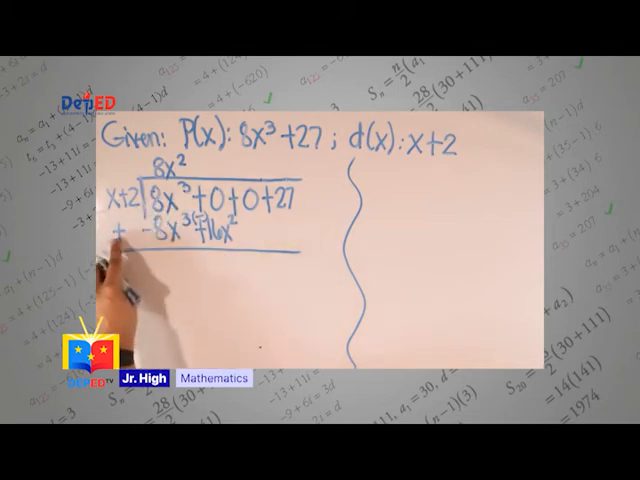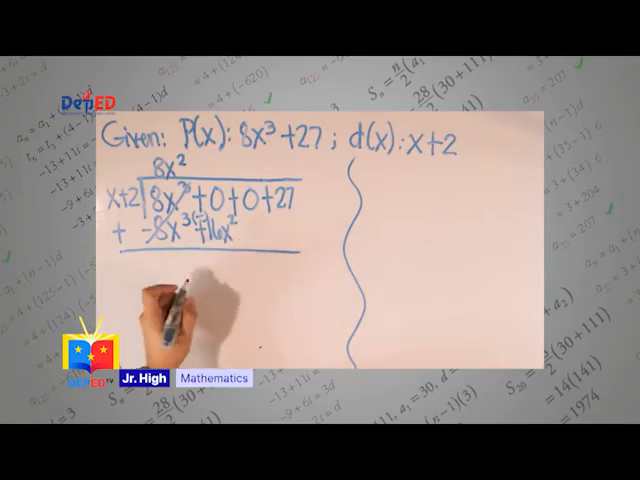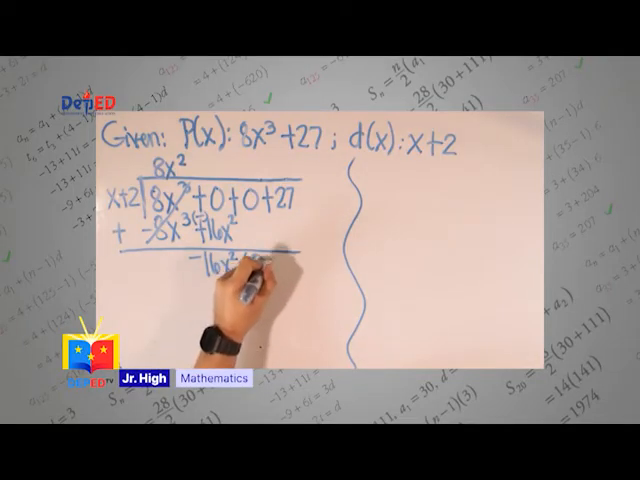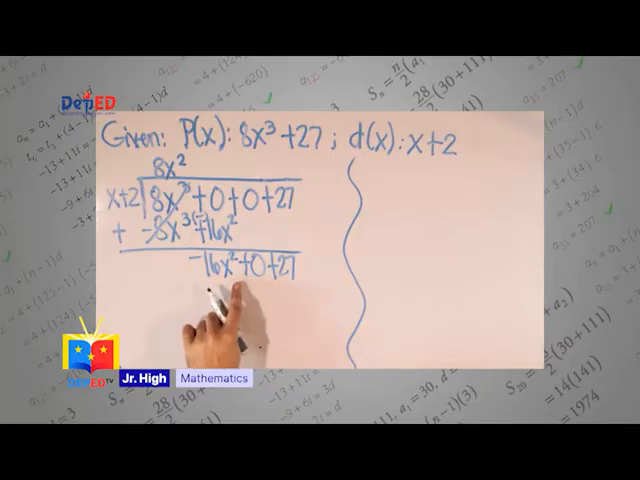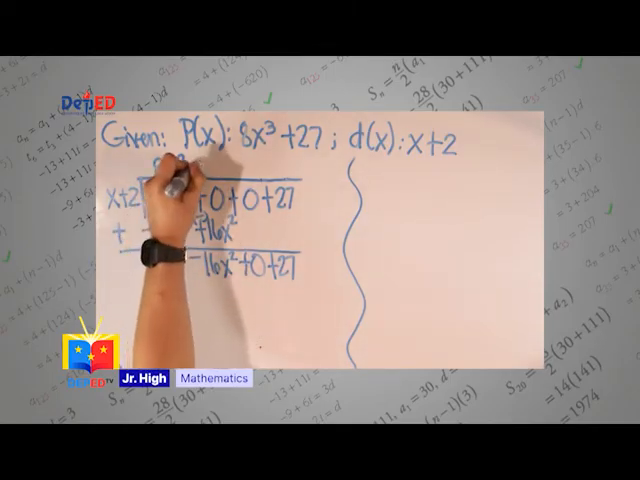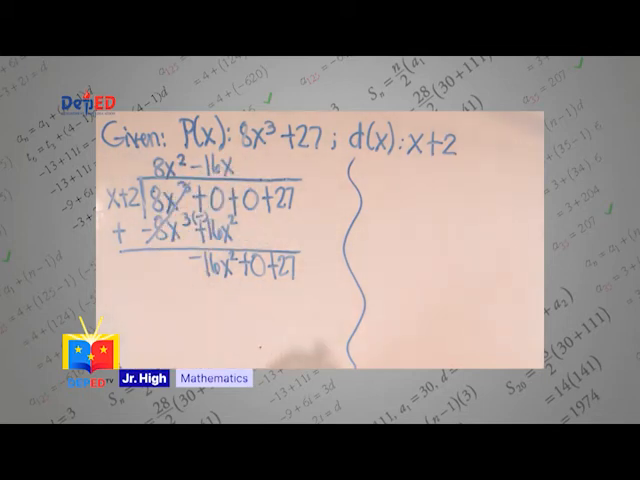8x cubed plus negative 8x cubed is equal to 0. Let's cancel these terms. 0 plus negative 16x squared is negative 16x squared. Bring down all the remaining terms, 0 and 27. This will be our new dividend. So we'll start dividing the first term, negative 16x squared, by x, that is negative 16x.